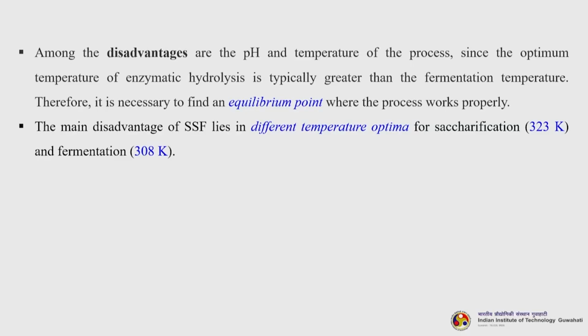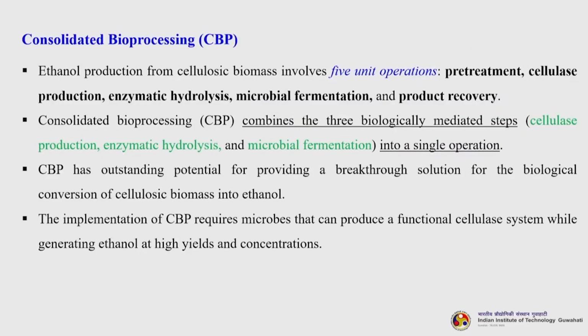For saccharification, it is 323 Kelvin and for fermentation 308 Kelvin. So, you have to ensure some intermediate range, so that both are happening in a particularly efficient manner. Then, another system is called CBP, the consolidated bioprocessing.